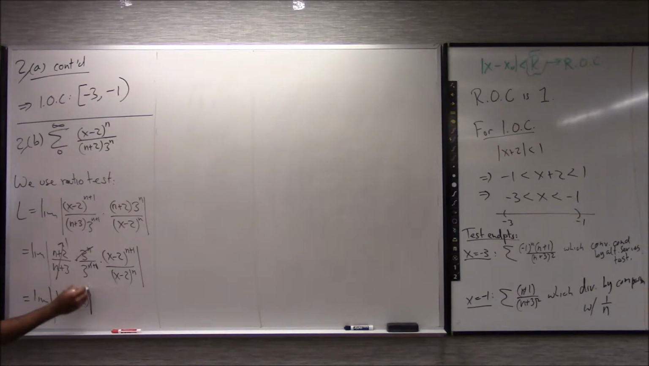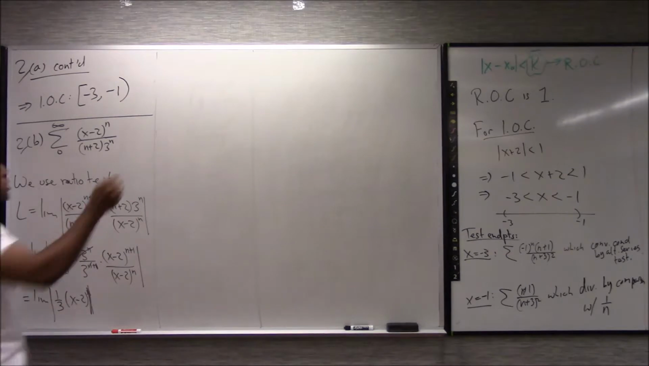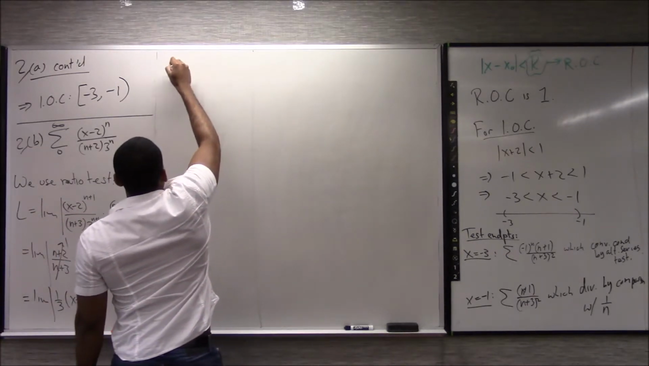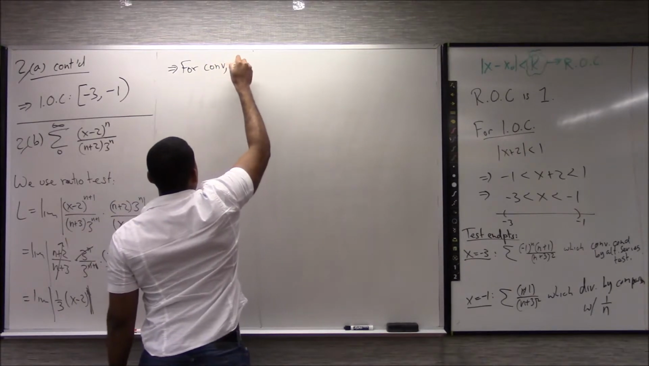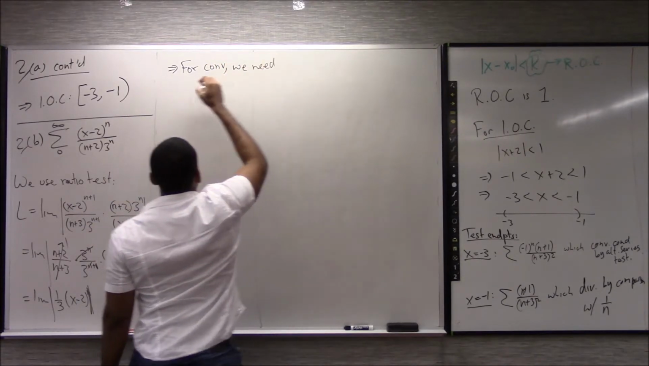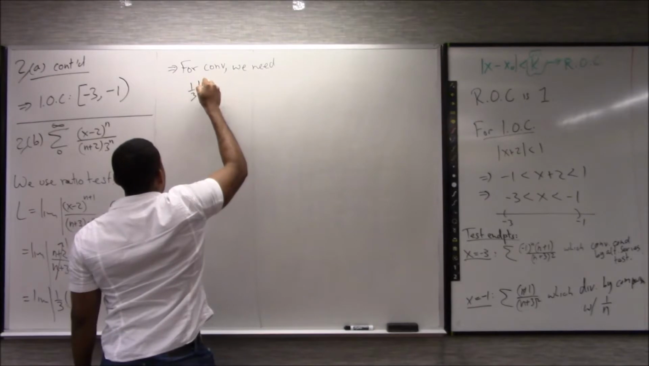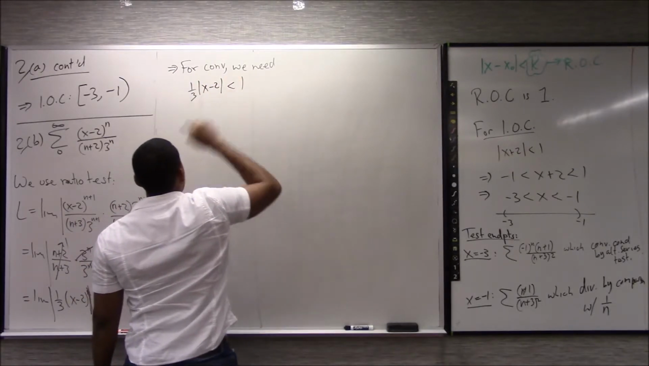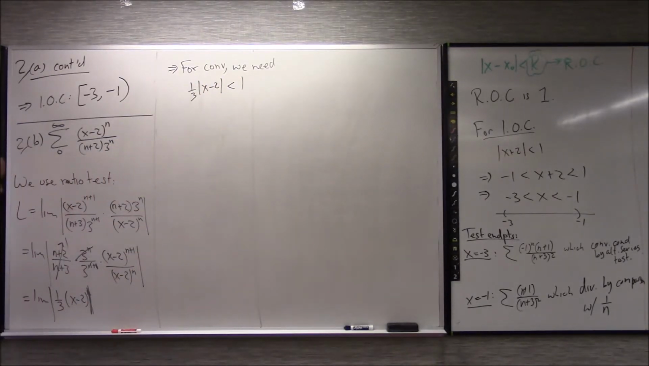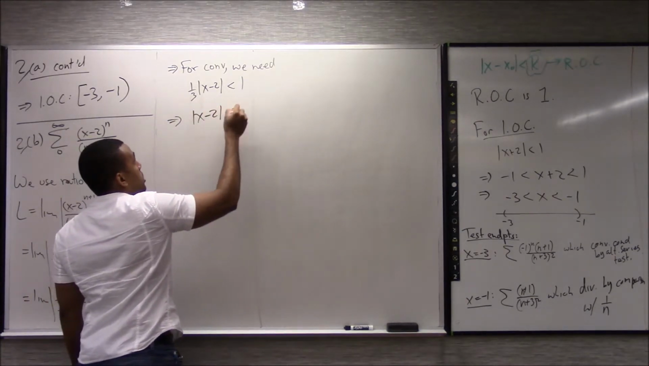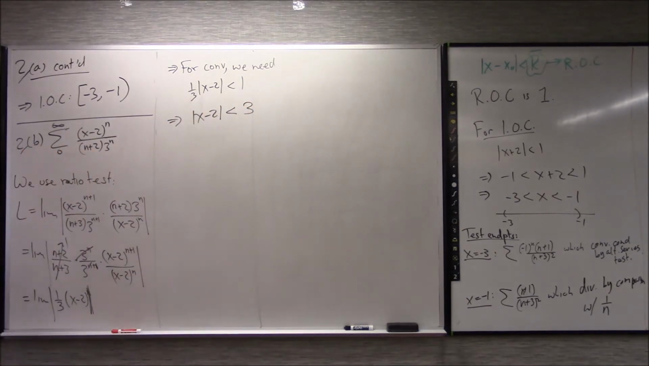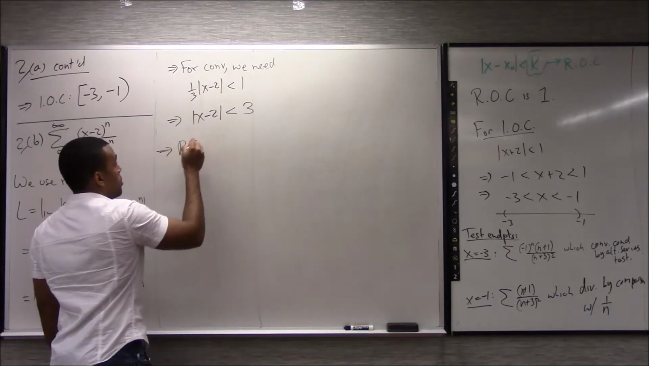And this guy would be x minus 2. Just x minus 2. So this means for convergence, we need 1/3 x minus 2 to be less than 1, which means x minus 2 must be less than 3 by multiplying both sides by 3. That immediately gives you the radius of convergence.